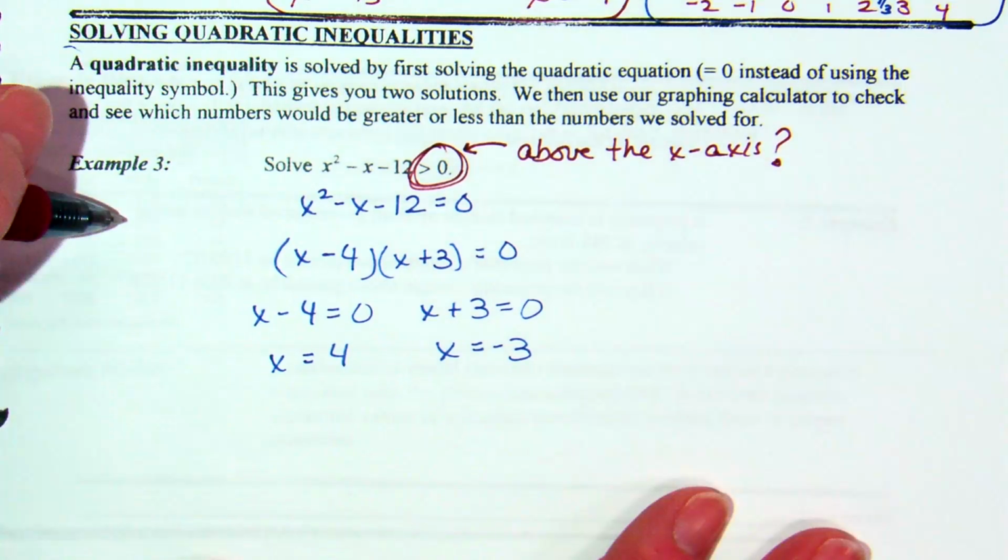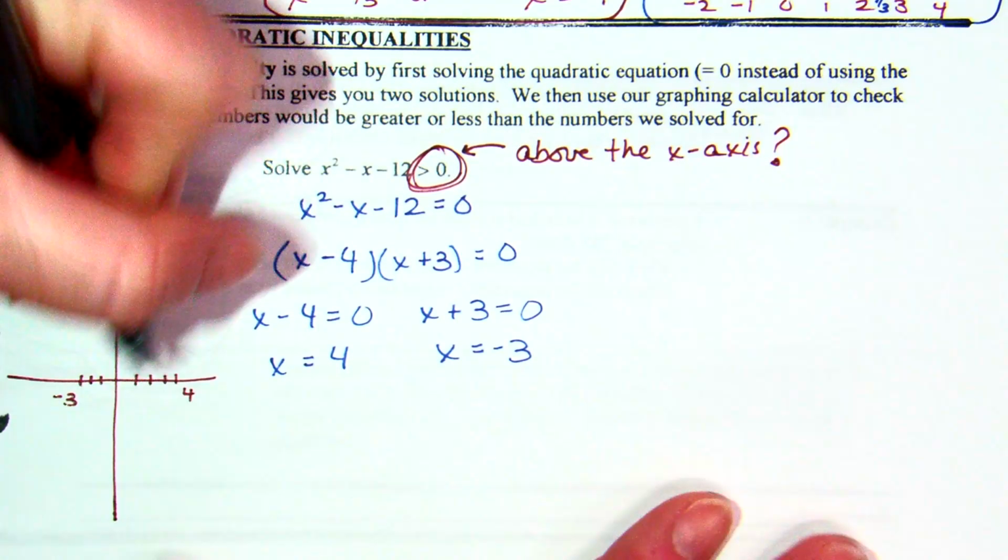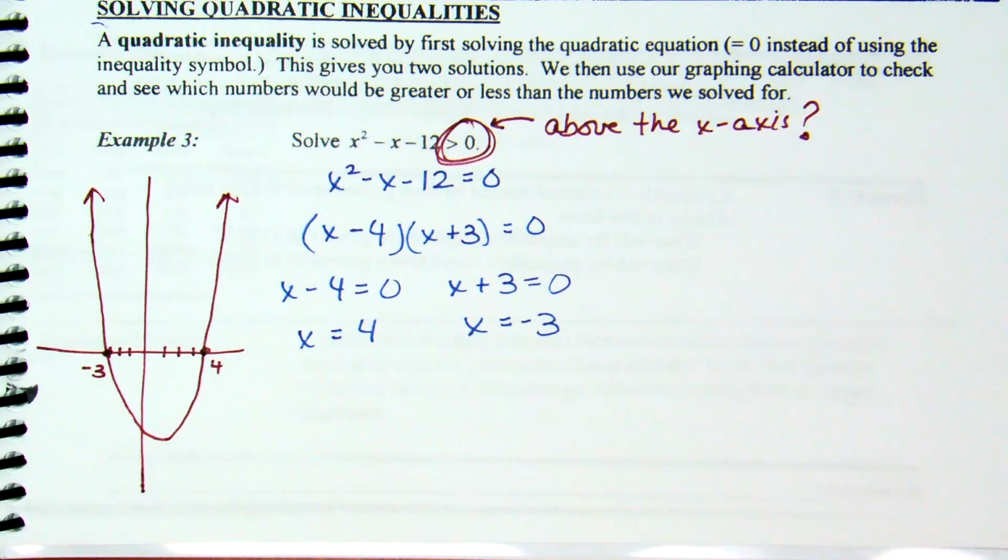Now, I'm going to put a sketch of the graph over here, just so I have something to draw on and point at. We're crossing through at 4 and negative 3, right? Okay. So that is the sketch of the graph. And we can see right here that these are my zeros, my x-intercepts. It touches at negative 3 and 4. So where is this graph above the x-axis?